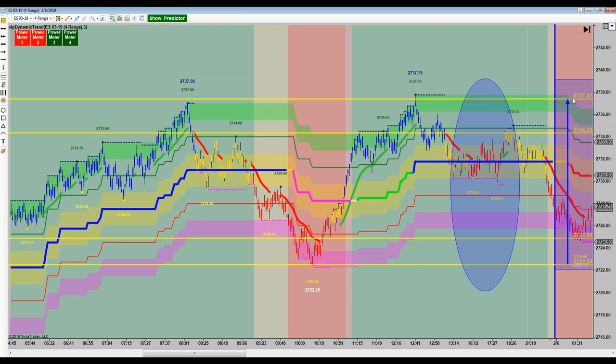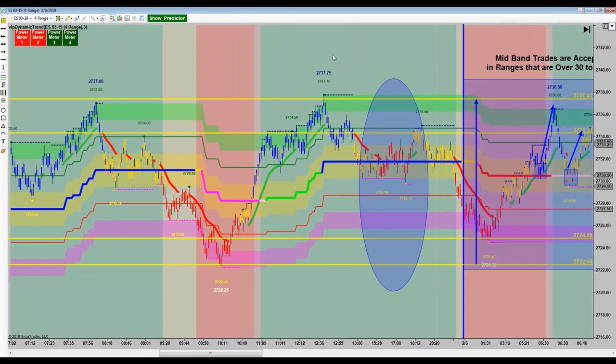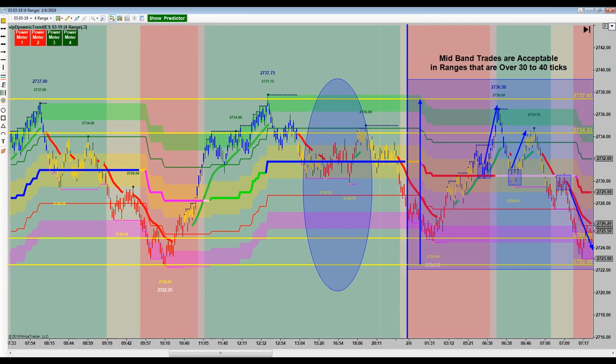We know before the market opened, the distance between here and here was 48 ticks. So we immediately said to ourselves, that's large enough where I could maybe look at some mid-band trades, yes? And sure enough, they set up. There's two longs, right? And we always look for a break. We're thrust retracement traders. You don't take the thrust, you take the retracement. Kiss and roll, you take the short.